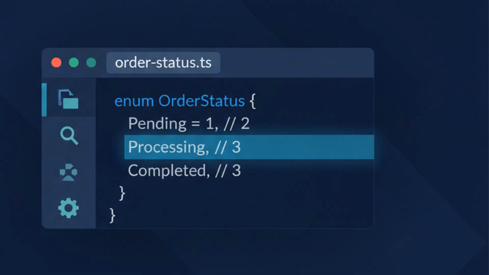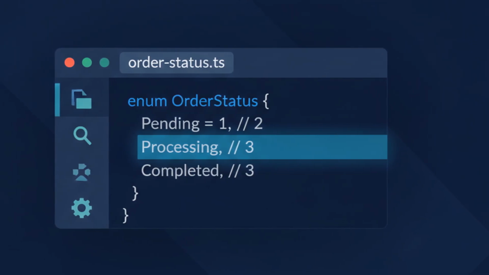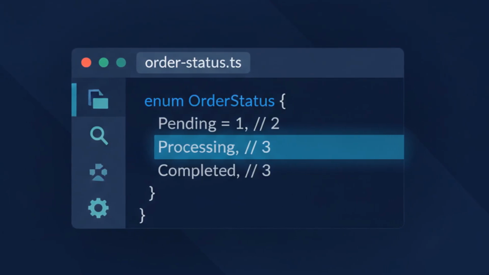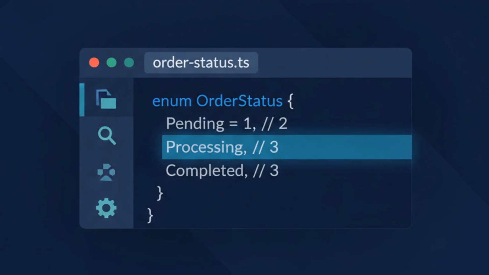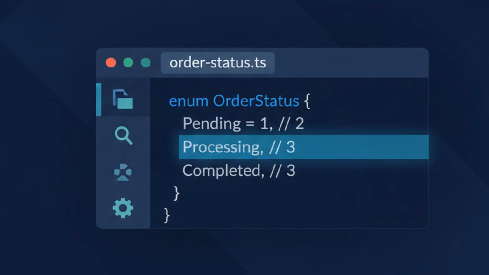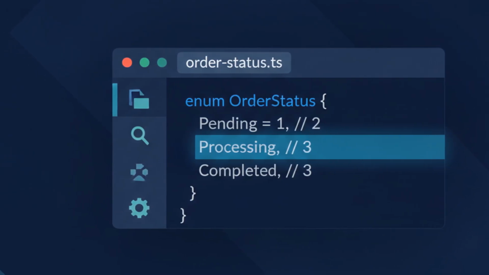Now here's where numeric enums get tricky. You can set a starting value and TypeScript keeps counting from there. So if pending is 1, shipped becomes 2, and delivered becomes 3 automatically. The catch? These numbers leak into your app. If you log a status, you see a 1, not pending. And if you ever reorder the members, every stored number silently shifts meaning. That's a real bug waiting to happen.